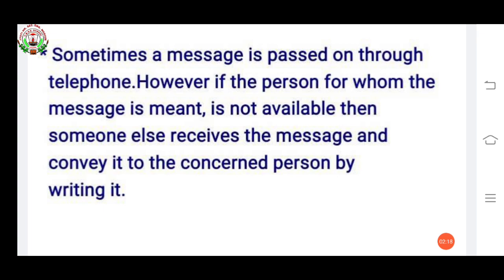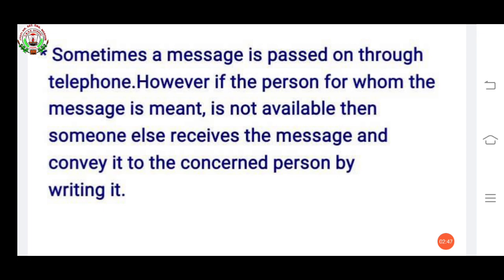Now, suppose he says, tell your father that tomorrow's meeting is cancelled. Then what will you do? You will write it somewhere. This is called message writing, because in the absence of your father, you take a call and you got the information that person said to you.